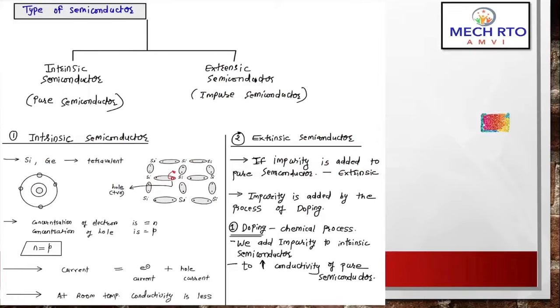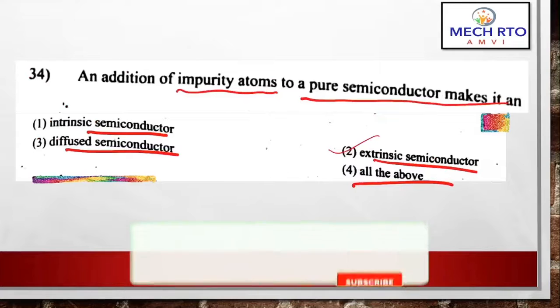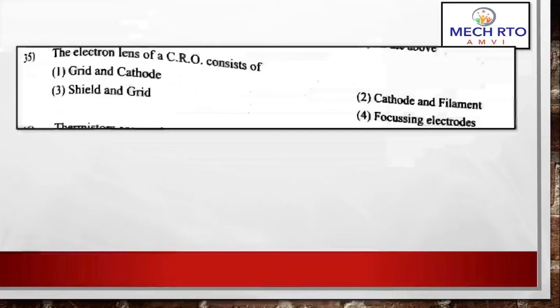As you can see here, types of semiconductor: intrinsic semiconductor, which is also called pure semiconductor, and extrinsic semiconductor, which is also called impure semiconductor. If impurity is added to a pure semiconductor, it is extrinsic, right? So here the correct answer is 2, extrinsic semiconductor. Moving on to the next question. The electron lens of a CRO consists of: options are grid and cathode, shield and grid, cathode and filament, focusing electrode. So here the correct answer is focusing electrode.